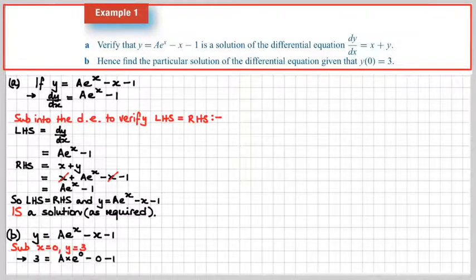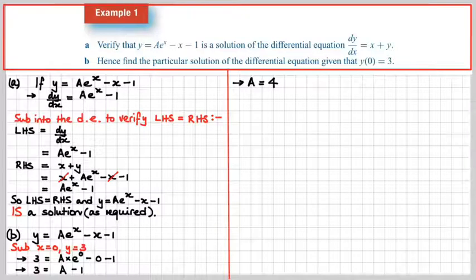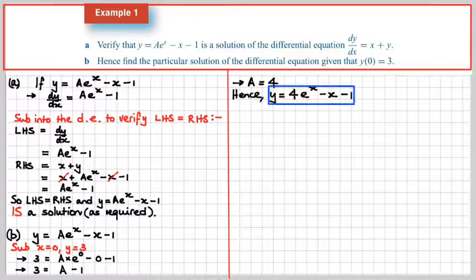Okay, here we go. There it is, yes, see? And that's very nice, isn't it? e to the 0 is 1, so that's 3 equals A minus 1, and therefore A would be 4. Terrific, isn't it? So therefore, look, we've sorted it out. We've got the specific solution, and y is 4 e to the x minus 1. Do you like it? It's beautiful, isn't it?